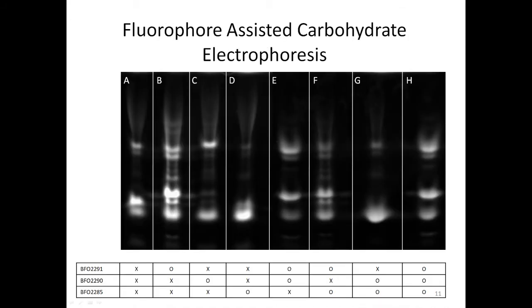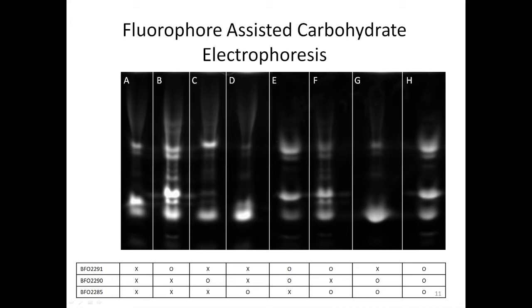I used these purified proteins to perform fluorophore-assisted carbohydrate electrophoresis, in which a fluorophore, in this case 2-aminoacridone, is bound to the carbohydrate and then run through a high percentage acrylamide gel. The control labeled A is just chondroitin sulfate that was dissolved and then run through the gel. Then B, C, and D were, in order, single protein digests of the carbohydrate using BFO 2291, BFO 2290, and BFO 2285.